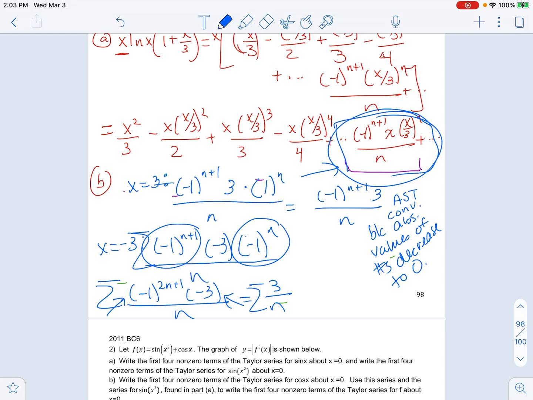I should have a sigma here. So this is a p-series that diverges. So your interval of convergence here is really going to not include negative 3, but include 3. So this is your interval of convergence.